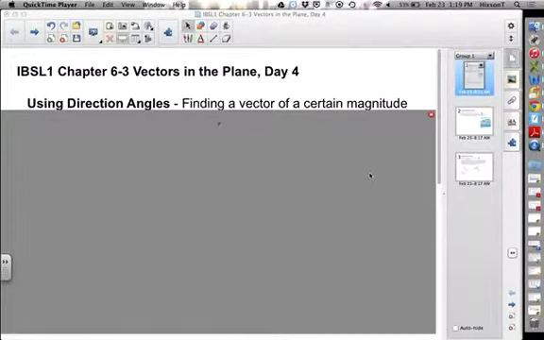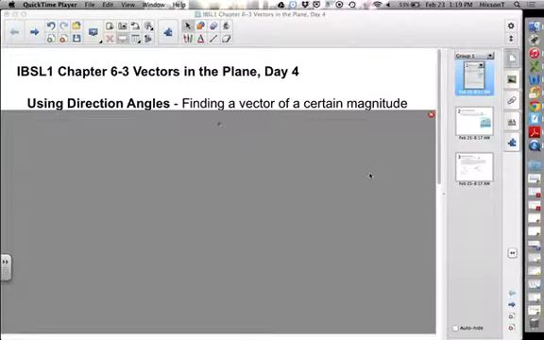Alright, so what we're looking at today is a couple of applications of vectors, and particularly what was in your homework about the unit vector and then getting vectors to have a particular magnitude. We're going to address it here in a slightly different context.